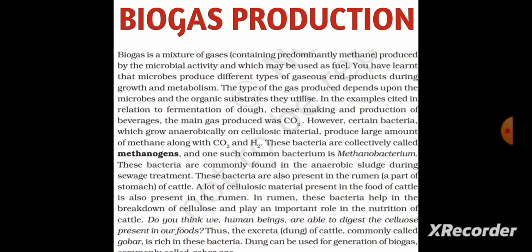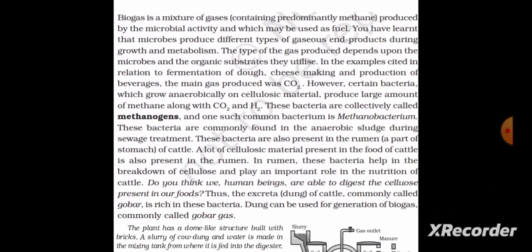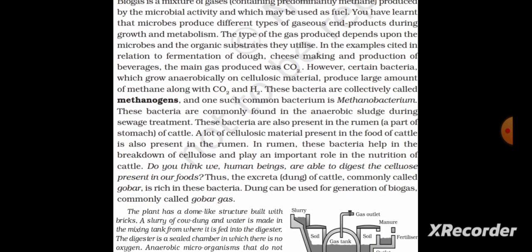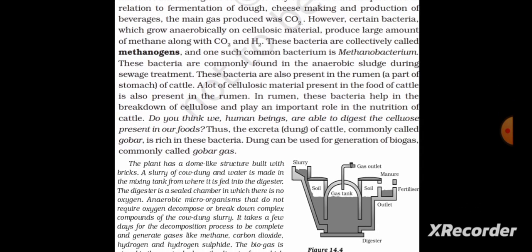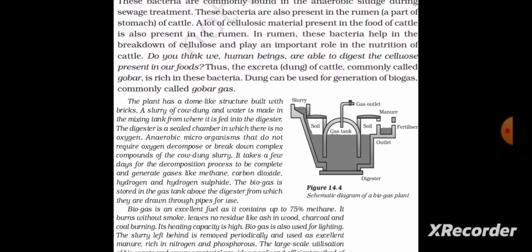These bacteria are also present in the rumen, a part of stomach of cattle. A lot of cellulosic material present in the food of cattle is also present in the rumen. In rumen, these bacteria help in the breakdown of cellulose and play an important role in the nutrition of cattle. Thus, the excreta, that is the dung of cattle, commonly called gobar, is rich in these bacteria. Dung can be used for generation of biogas, commonly called gobar gas.